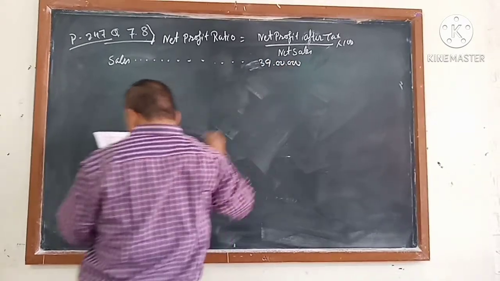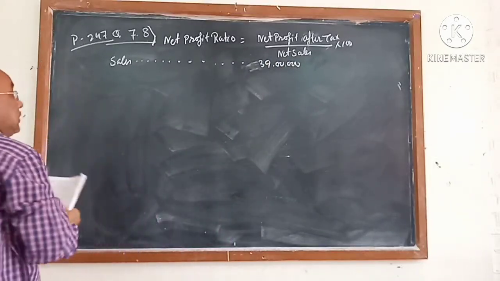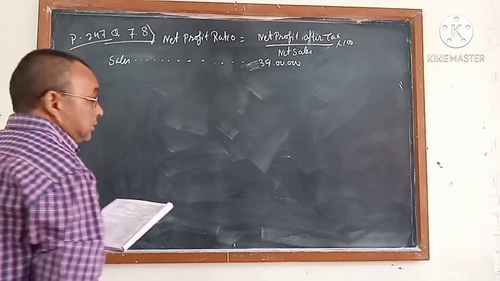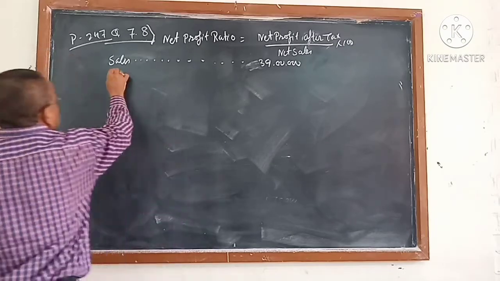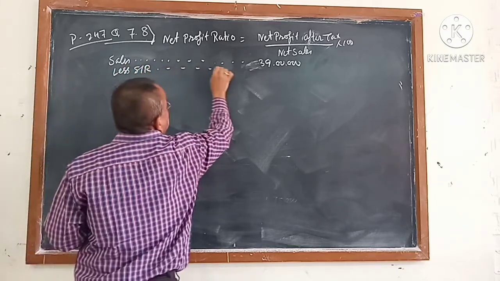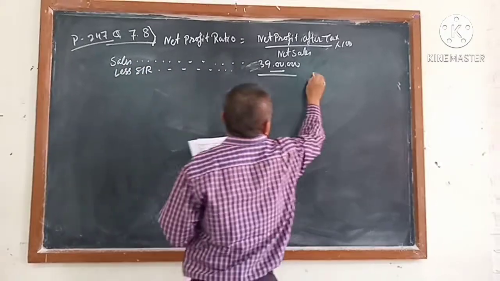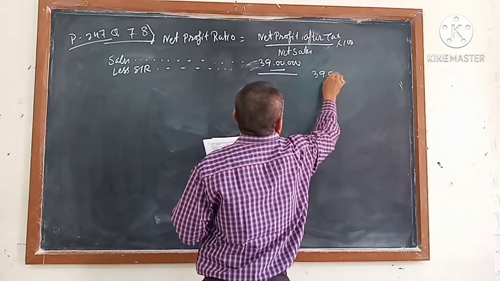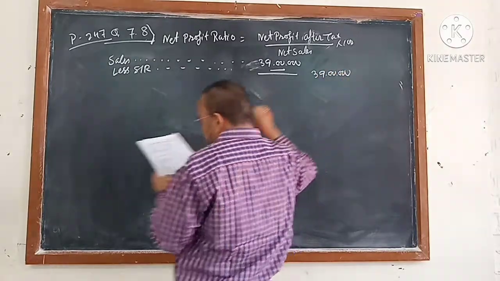Okay, according to your questions. Next, sales return, nothing is given, so no need to write the sales return. Even if you write, no problem, less SR. SR means sales return, that is nothing is given. So you are getting here 39 lakhs. Is your total net sales.